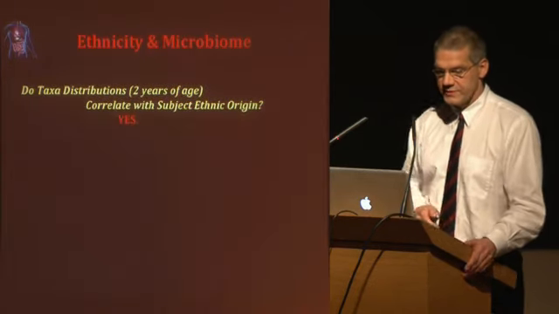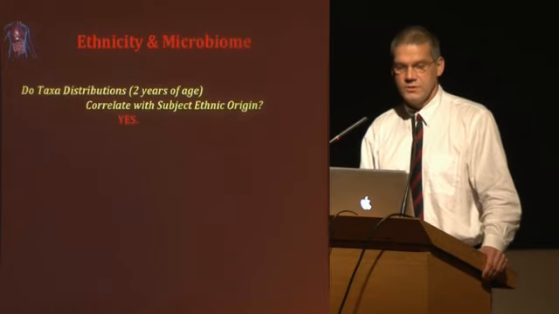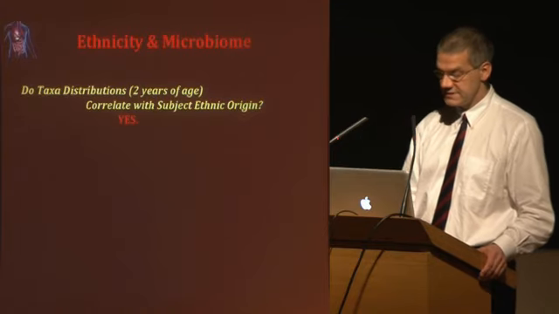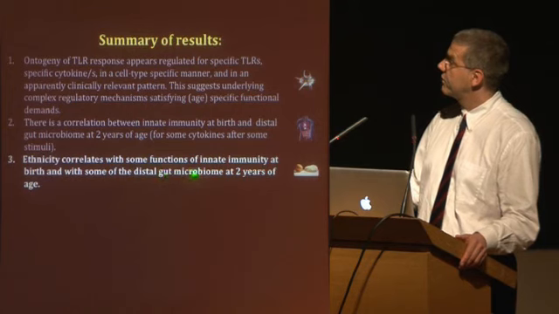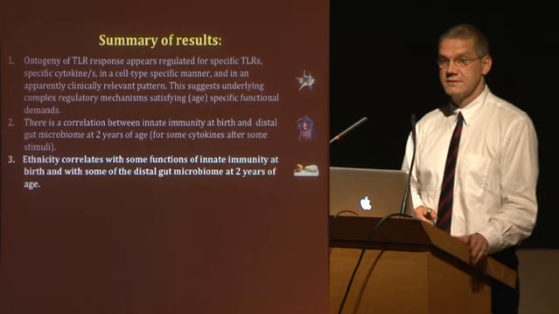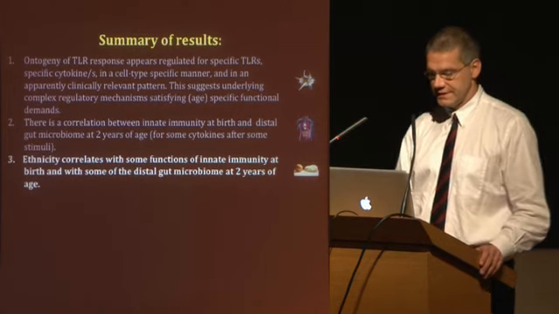So the answer to the first question, do taxa distribution at 2 years of age correlate with specific subject ethnic origin, is yes. But again, as before, this is true for some of the distal gut microbiome, for some of the cytokines.